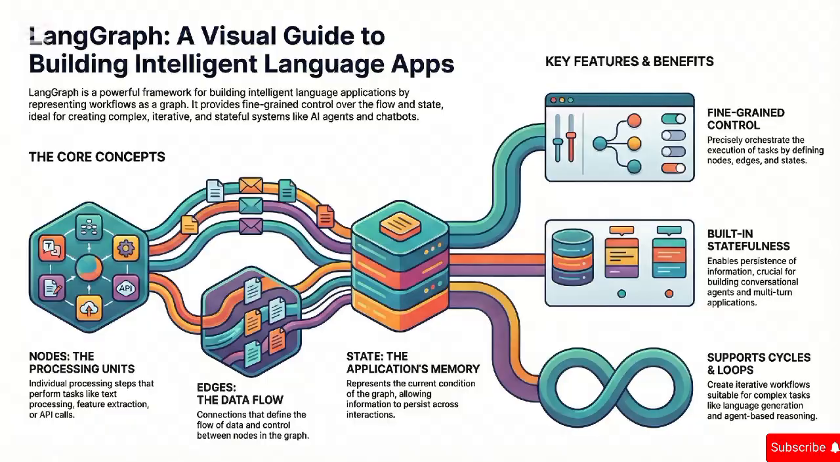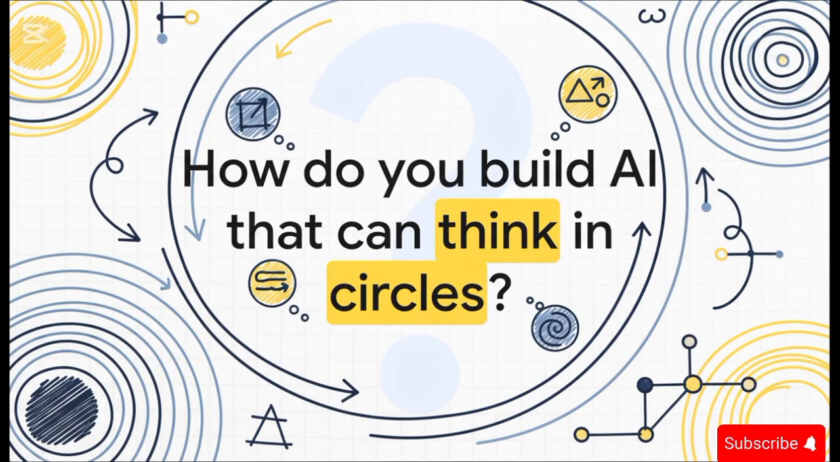So let's kick things off with a pretty fundamental question. How do you actually build an AI that can, well, that can think in circles? And no, I don't mean it just gets stuck in some kind of pointless loop. I'm talking about an AI that can genuinely iterate on a problem. It tries something, refines its approach, and this is the big one, it remembers everything you've talked about. That's the core problem, the big challenge that LangGraph is designed to tackle.